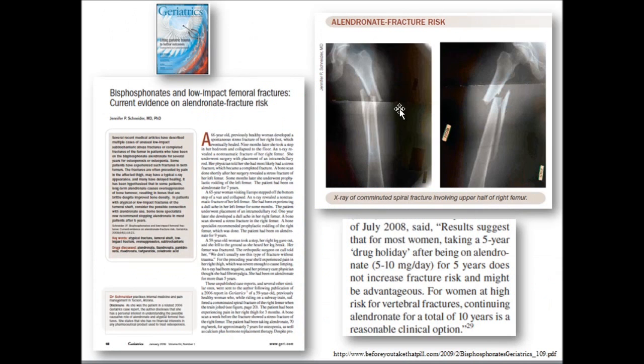Now, 2 years prior to that, in this journal called Geriatrics, there was another study, and this one was entitled Bisphosphonates and Low Impact Femoral Fractures. That's what they were finding, that these bisphosphonates, especially alendronate, carry a fracture risk. Okay, right over here they show an x-ray of a person that broke that leg right underneath the ball and socket joint from taking the medication for a long period of time. And that's the kind of thing that I just want to make my patients aware of for right now.